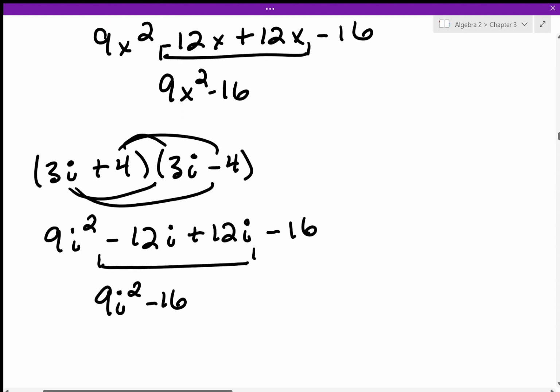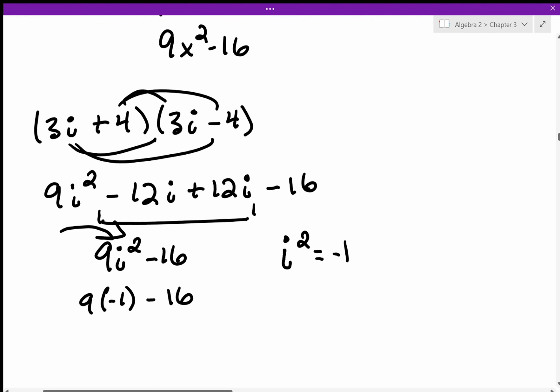But wait, there's more. The i squared is negative 1, so we have to do even more, right? We have to say, well, 9 times negative 1 minus 16. Negative 9 minus 16, and what is that going to be? Negative 25.